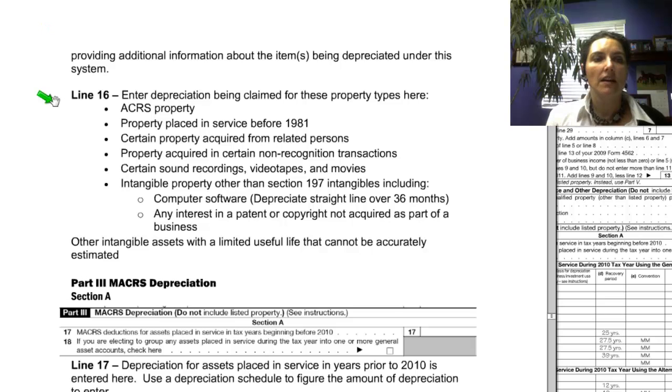On line 16, you enter depreciation being claimed for these property types, including acres property, property placed in service before 1981, certain property acquired from related persons, property acquired in certain non-recognition transactions, certain sound recordings, videotapes, and movies, and intangible property other than Section 197 intangibles, including computer software, which is depreciated straight line over 36 months, and any interest in a patent or copyright not acquired as a part of a business. Other intangible assets with a limited useful life that cannot be accurately estimated also go here.